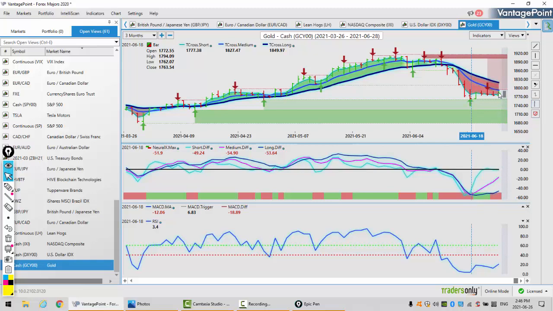Now, gold is by no means out of the woods yet. Gold is having the worst year, the worst half of the year that I can remember, probably going back to 2015, 2014. It's been below the yearly opening price at 1904. We got all tangled up in it up here, and we just can't seem to get going.